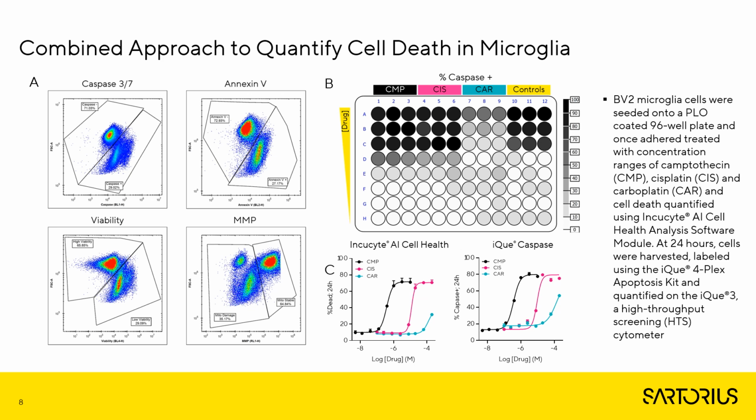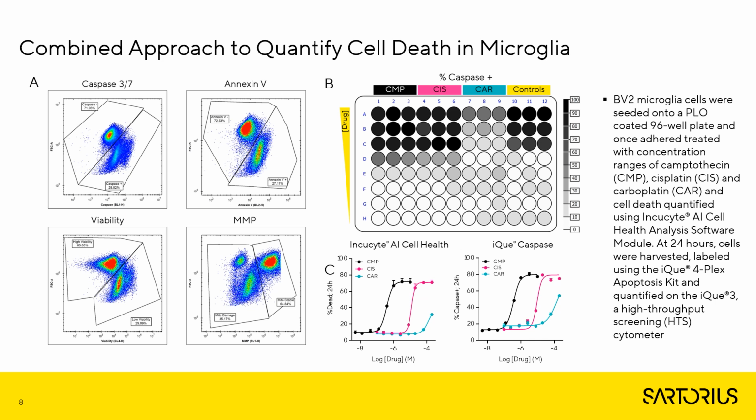So here we're using the IQ Human 4-plex apoptotic kit, which is a flow cytometry-based multi-parameter assay that enables quantification of 4 different apoptosis measurements per well, including caspase-3 activity, annexin-5 binding, cell viability, and mitochondrial membrane potential. And you can see the gating strategies that are used in BV2 cells here in A.